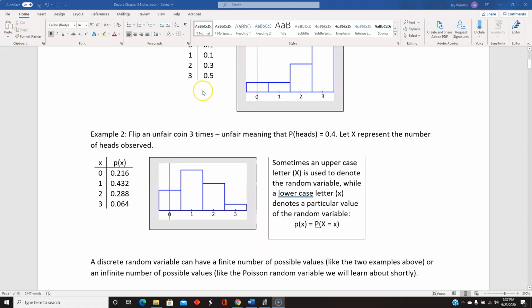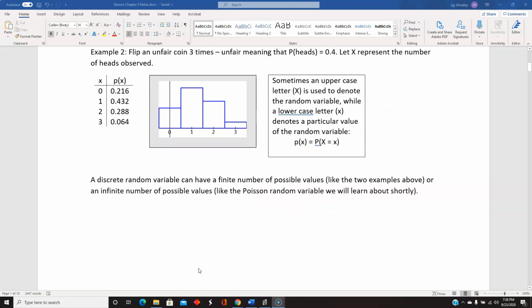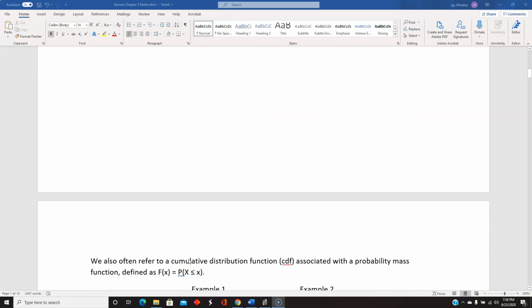My 2 examples here both happen to have 4 different outcomes for the discrete random variable, and many discrete random variables have a finite number of possible outcomes, but we're going to see at least one example in this chapter that will have an infinite number of possible values. But as long as they're integer values, it's discrete.